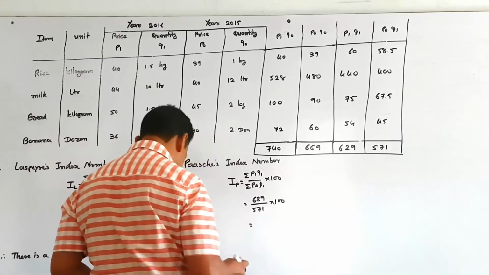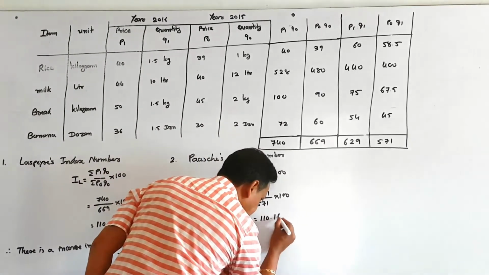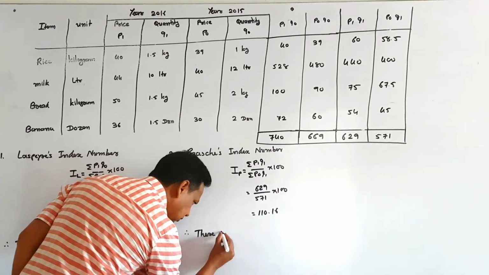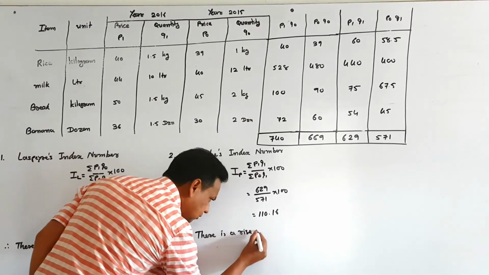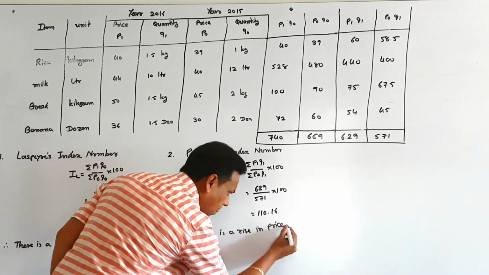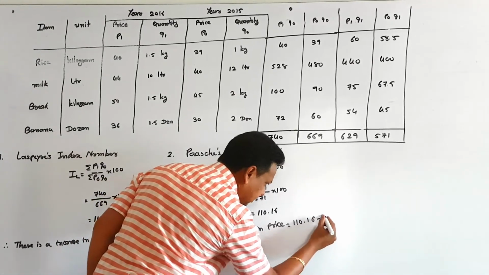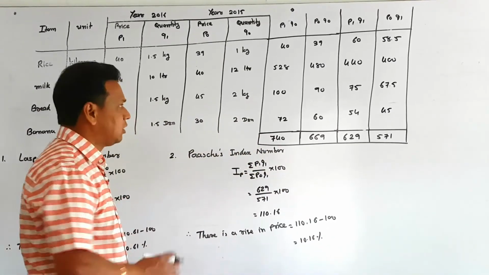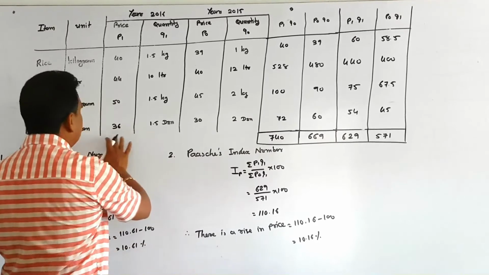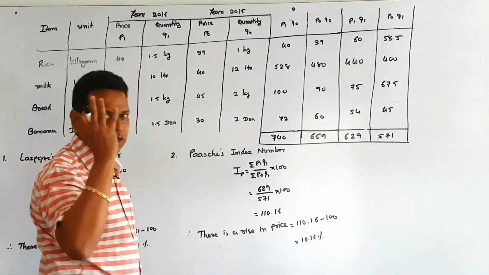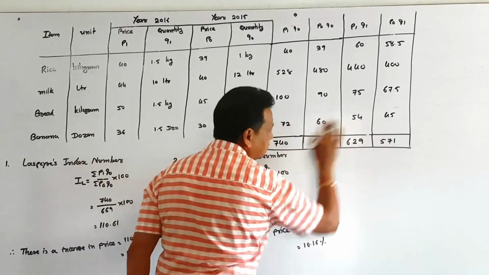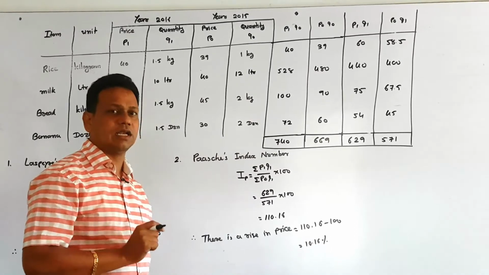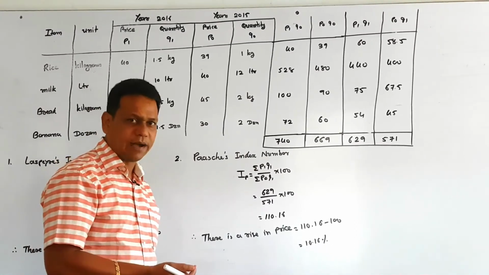And your answer by using a calculator is 110.16. So again we have to mention here, there is a rise in price equal to 110.16 minus 100, that is 10.16 percent. This is the simplest way. After having all the data, we have to make only 4 columns. There is no need to memorize such columns if you keep things clear, how to make Laspeyres's formula and how to make Paasche's formula.